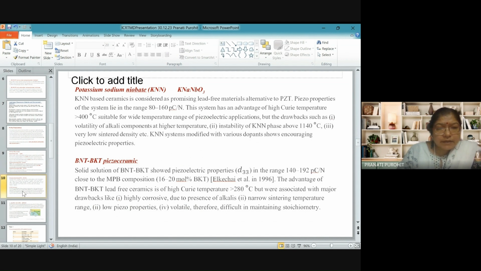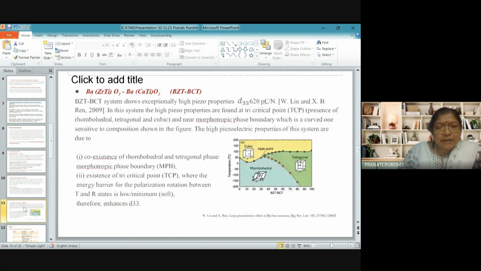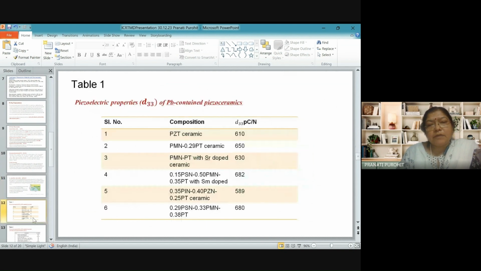The other material is the BZT-BCT system. It is a binary lead-free piezoceramic material. It shows a high piezoelectric coefficient, that is 620 picocoulomb per Newton, when the material is at the tri-critical point, that is TCP. The diagram of this TCP is explained here. So if we synthesize a lead-free material and bring it to this tri-critical point, then we can get high piezoelectric coefficients.